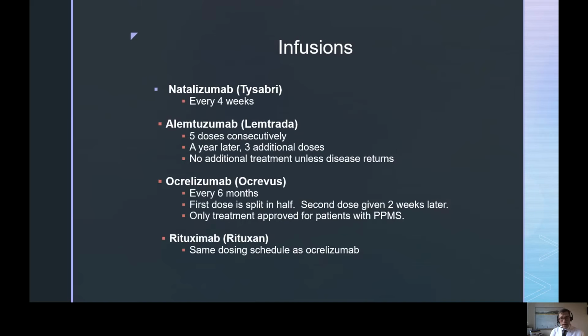And then lastly are infusions. There are four infusions: natalizumab or Tysabri, which has been around the longest for the treatment of relapsing MS, alemtuzumab or Lemtrada, ocrelizumab, which is Ocrevus, and rituximab, which is Rituxan.